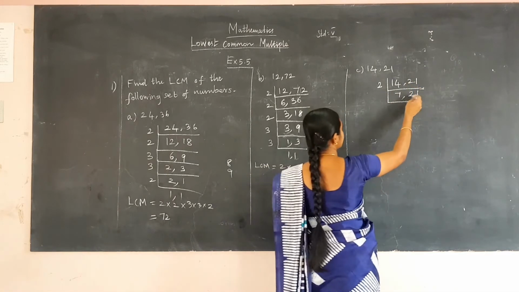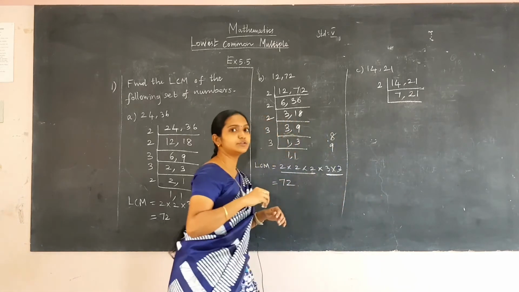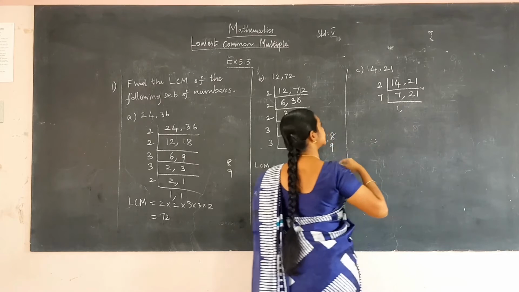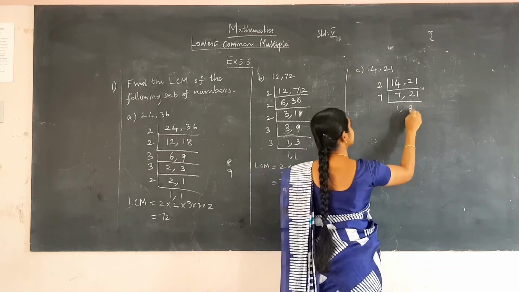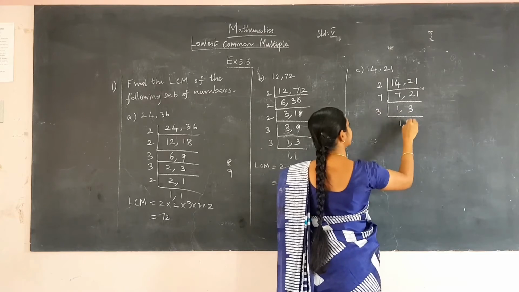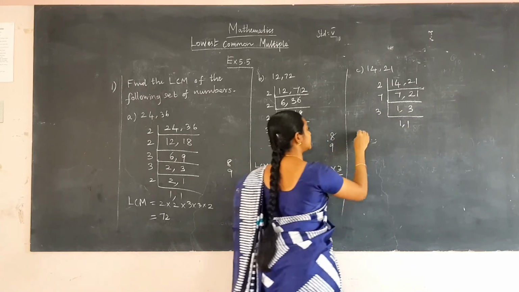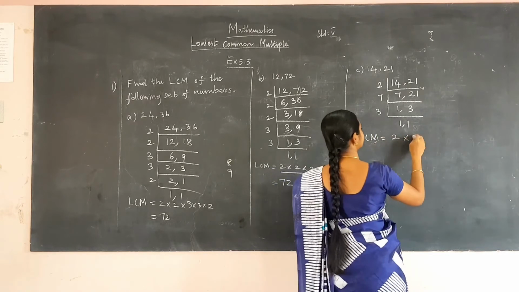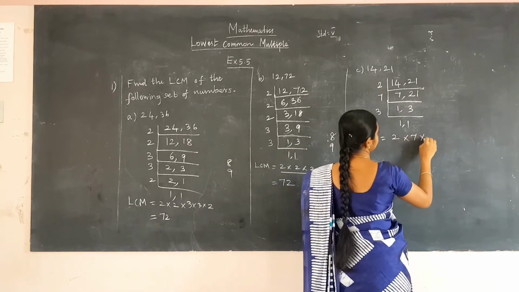So we have kept 21 as it is. Now we are going to divide it with number 7. 1 7 is 7. 3 7s are 21. Again divide it with number 3. We will get 1 comma 1. So the LCM equal to 2 into 7 into 3.